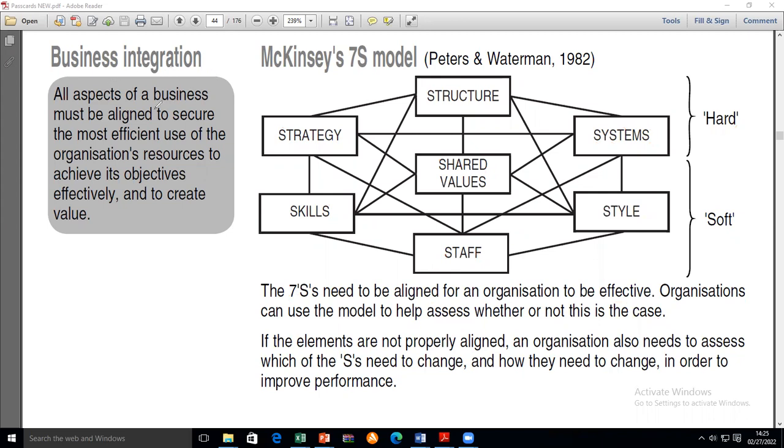And this is an example of a business integration model. And the concept of integration is that all aspects of a business must be aligned to secure the most efficient use of the organization's resources and to achieve its objectives effectively and to create value.